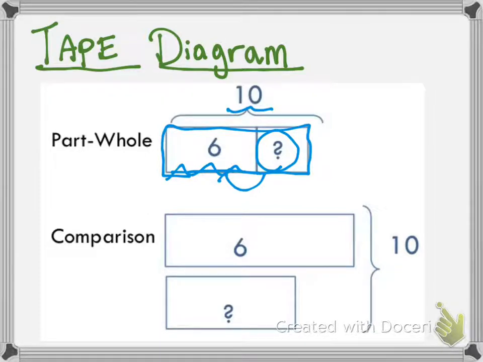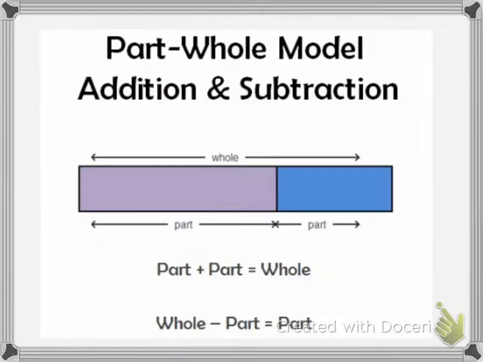And then we have a comparison over here. We have 6 here. How many more do we have here in order to get to 10? This is how we would use a tape diagram. We'd use tape diagrams to help us solve word problems. It's a little picture that we can create to help solve it. Part, whole, model, addition, and subtraction.